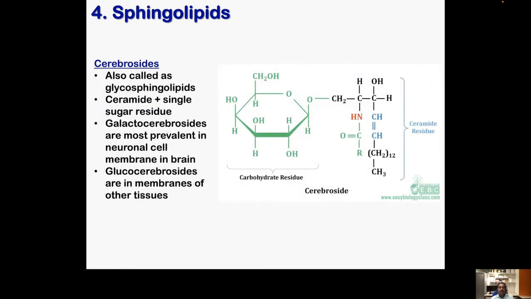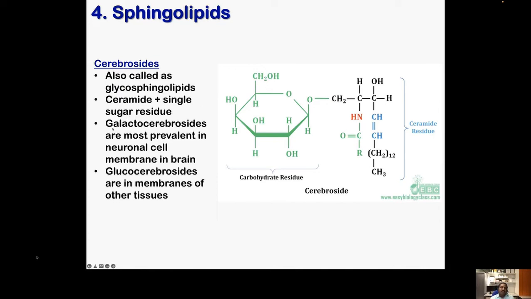Okay, the next type of sphingolipids are cerebrosides. They are also called glycosphingolipids. So what does it mean basically? It's got a ceramide base component, plus it's got a sugar residue. In the other one, it had phosphatidylcholine or phosphatidylethanolamine, then it's forming sphingomyelin. But here you've got a ceramide group plus a sugar molecule. So based on the sugar molecule, the name will change.